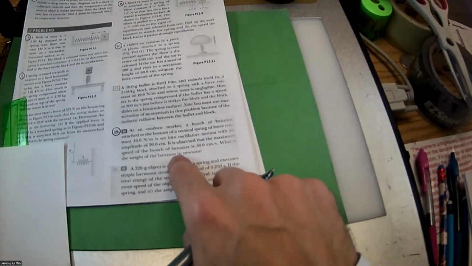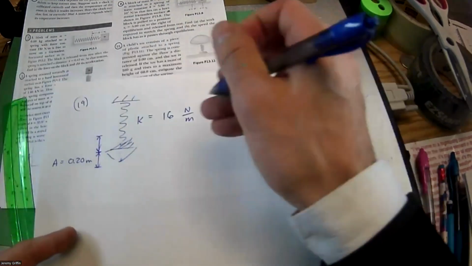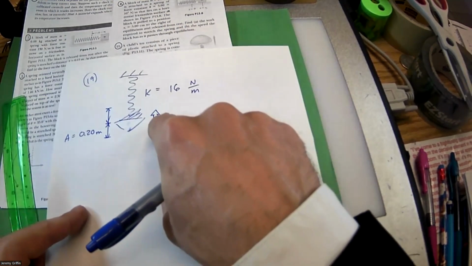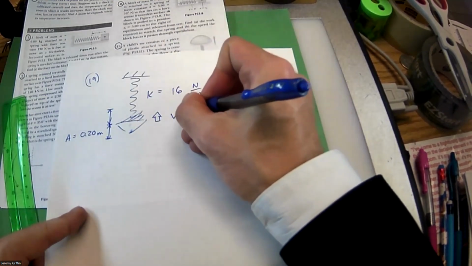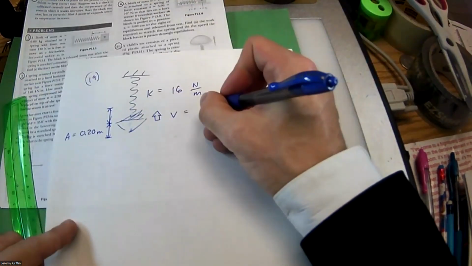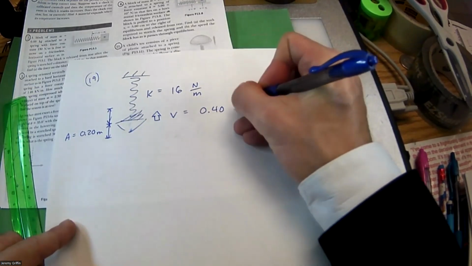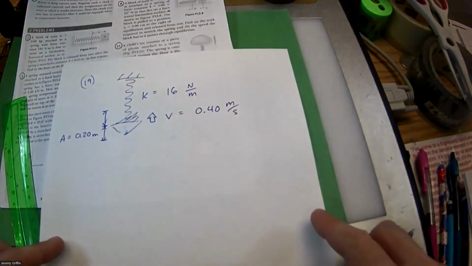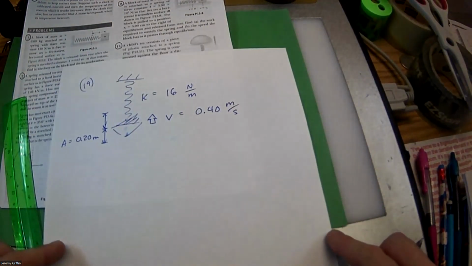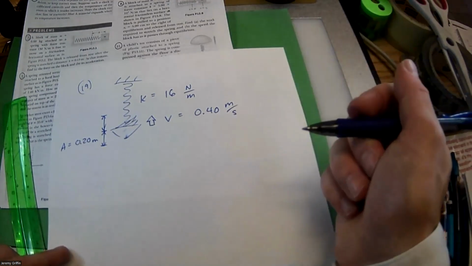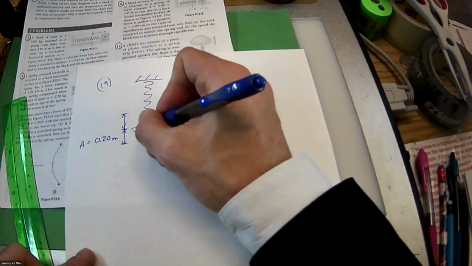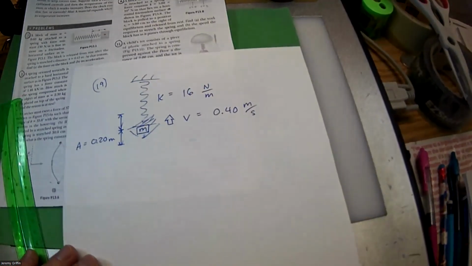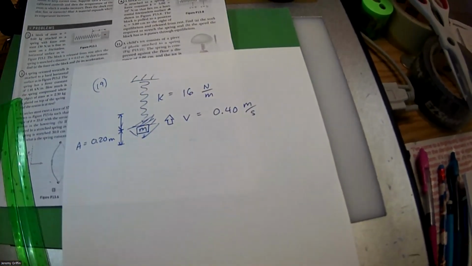And the maximum speed of the bananas is 40 centimeters per second. So when it's going through the equilibrium point, that'll be the fastest it's going. It's got a speed of, well, I'll call it 0.40 meters per second. What is the weight of the bananas in newtons? I'm thinking we should probably solve for the mass first and then worry about weight after the fact.